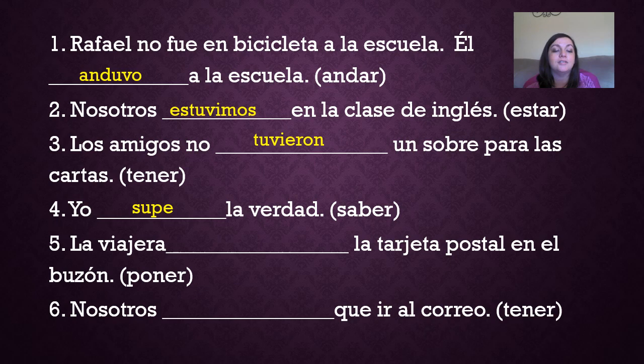La viajera, number 5, you should have puso. And number 6, nosotros tuvimos que ir al correo. We had to go to the post office. So tuvimos. How'd you do? Hopefully good. All right, let's see some more.